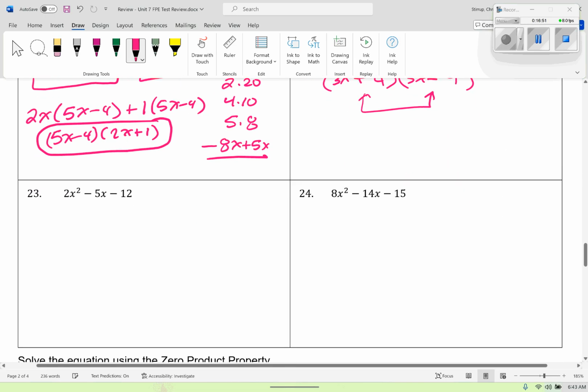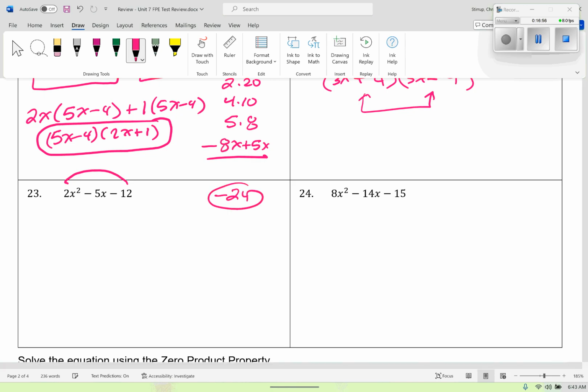Number 23, we have to do the longer way. So that's going to give me -24. Remember, when I multiply two numbers together and I get a negative number, one's positive, one's negative. Okay, so I want to figure out what I can multiply together to give me -24 and add to give me -5. So 1 and 24, that's not going to work. 2 and 12, that's not going to work. 3 and 8, I think we can stop there. Aren't these 5 apart from each other? That works. So watch your negatives.